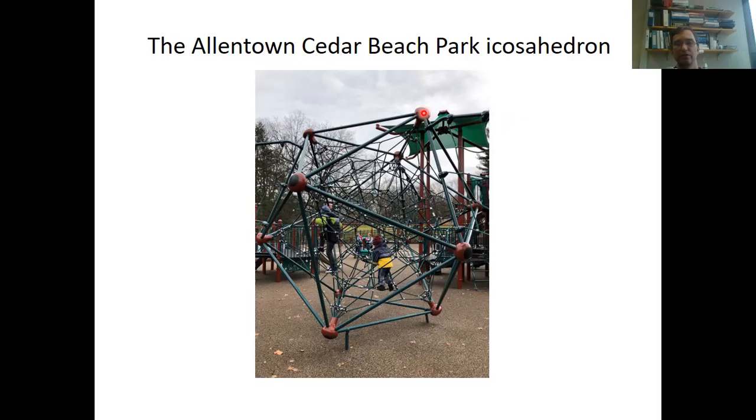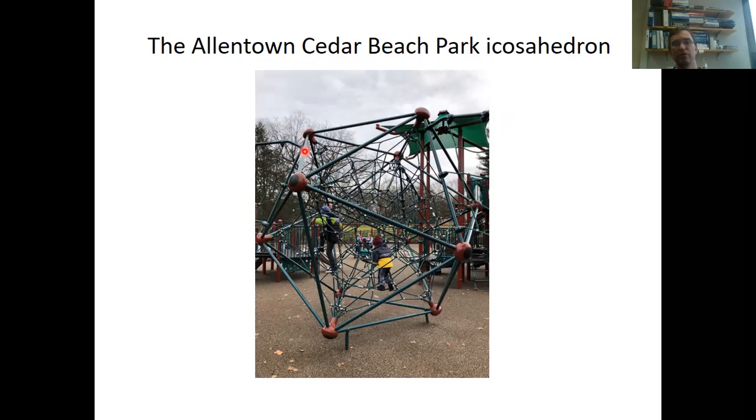inside and outside. When you go to Allentown Cedar Beach Park, there's a playground, and I've been there with my daughter, and I've seen that there's an icosahedron there. Okay, so you see here the triangular faces, and the triangular faces actually cap a pentagon here.